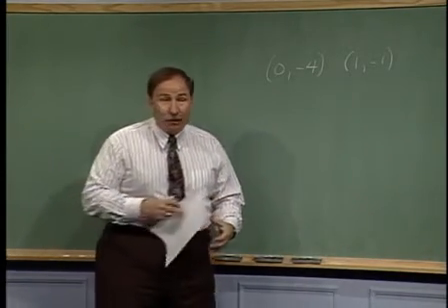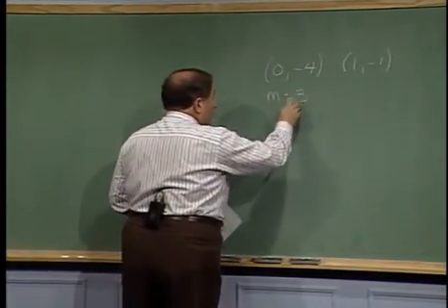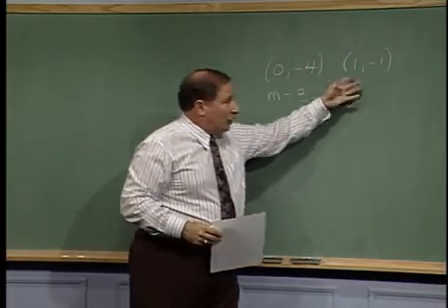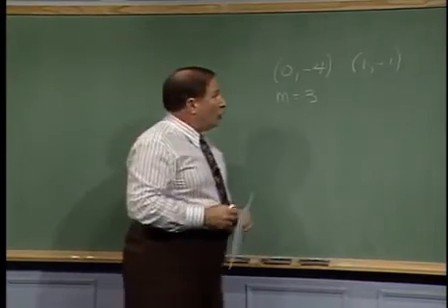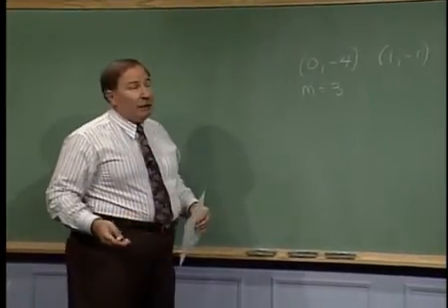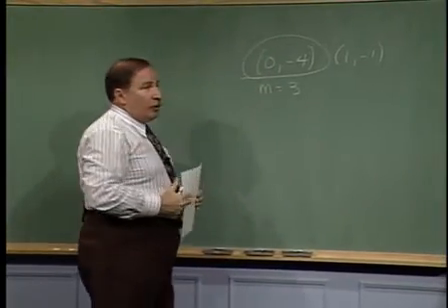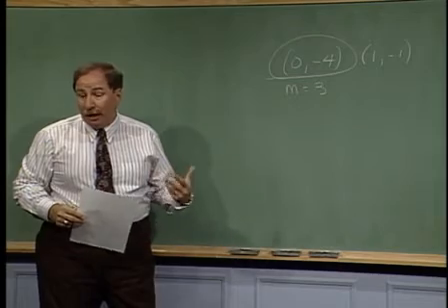The common difference here was 3. So I'm going to write m equals 3. Now, if you want to go back and do negative 1 minus negative 4 over 1 minus 0, that's fine. You're going to get a slope of 3. The y-intercept is really easy to get because here it is. If we start with an n of 0, a sub n is the y-intercept, 0, negative 4.